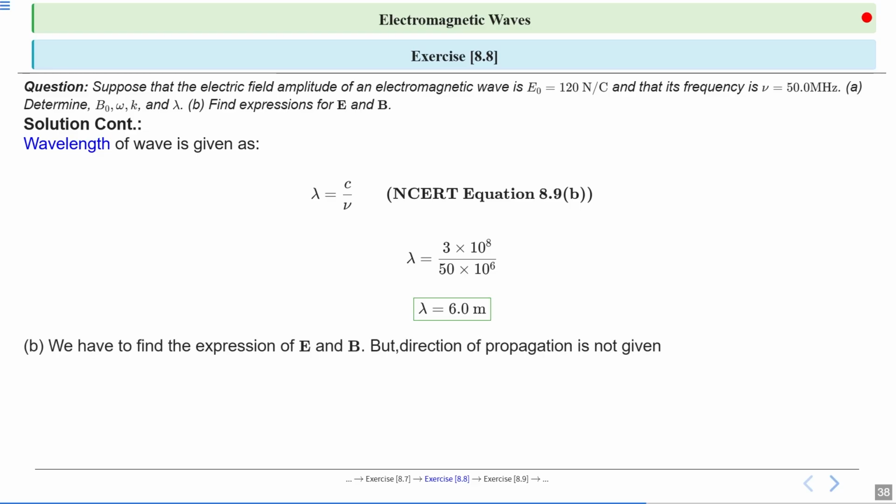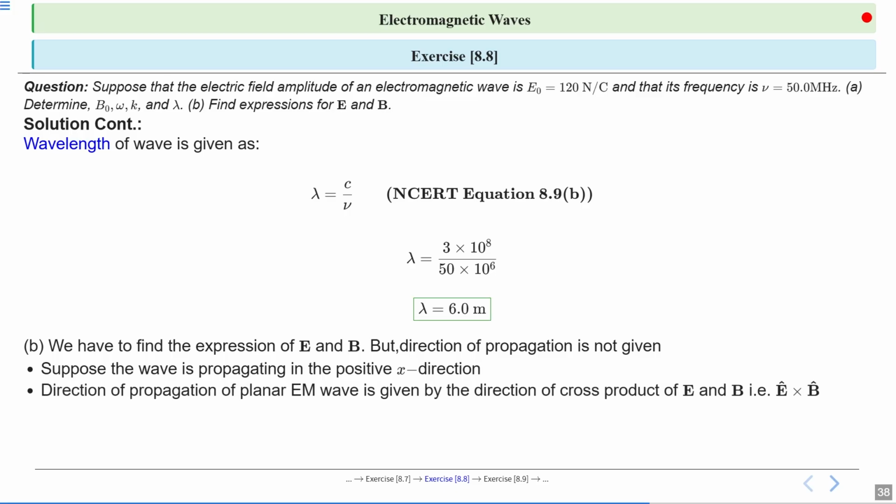Now the b part: we have to find the expression of E and B. But the direction of propagation is not given in the question. How can we find the expression of E and B if the direction of propagation is not given? So we'll take an arbitrary direction, any direction. Suppose the wave is propagating in the positive x-axis. So we'll take the positive x-axis as the direction of propagation of the wave.